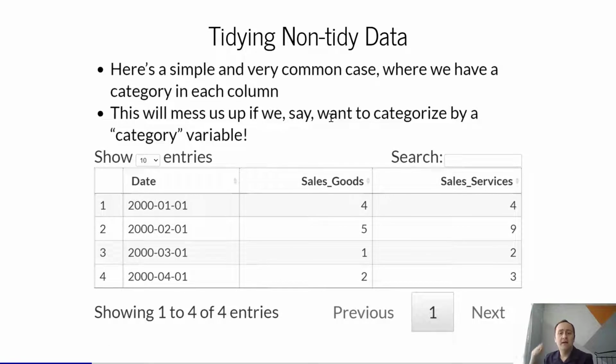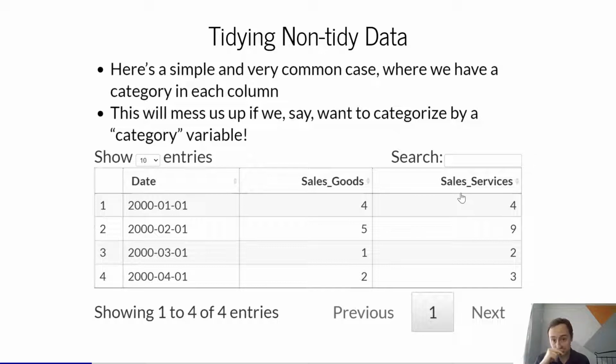So here's another example of a very common case where we have a category in each column. Right? So here's another example of non-tidy data. Here we have a month and also the sales of goods, and also sales of services at our company. So in this case, our observation level should be by department by date or by month.